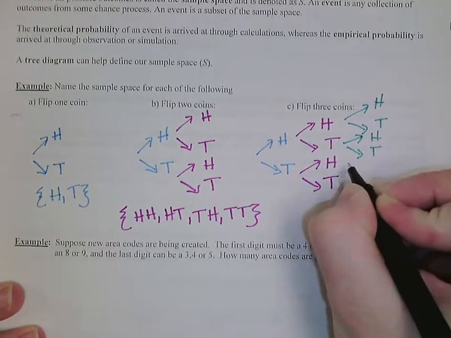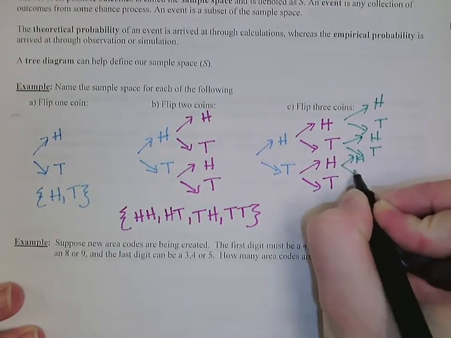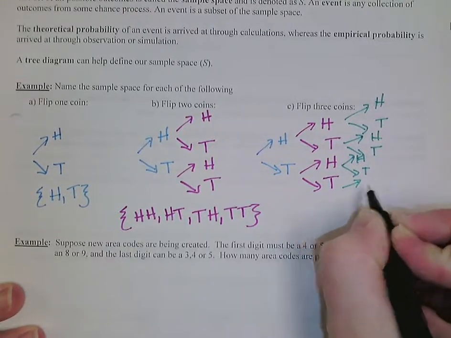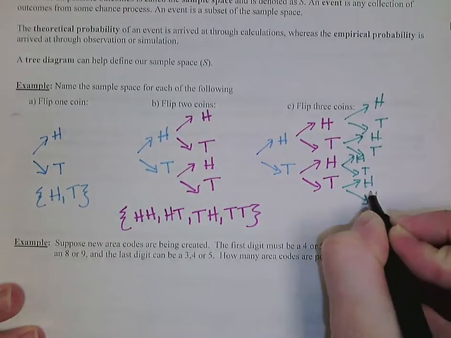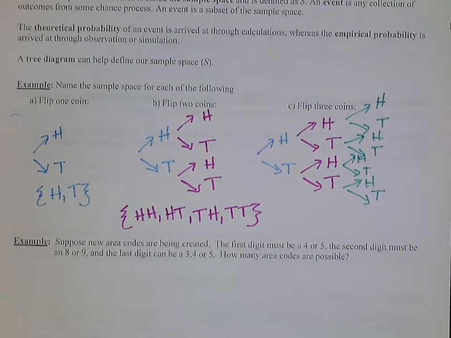getting a little cramped here, of those outcomes. Heads, tails. So now I see that I have 8 possible outcomes in my sample space.